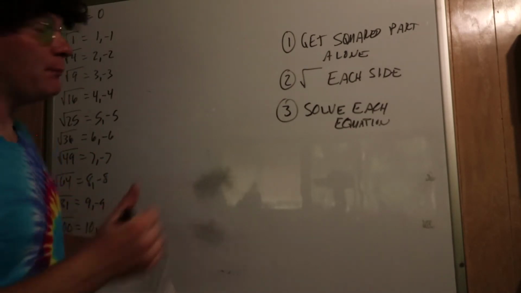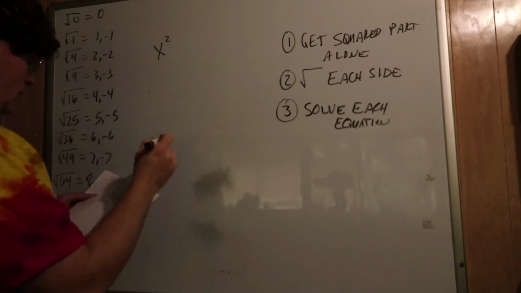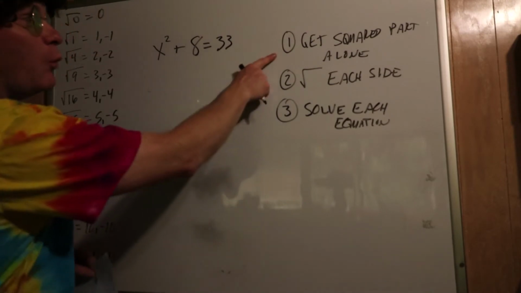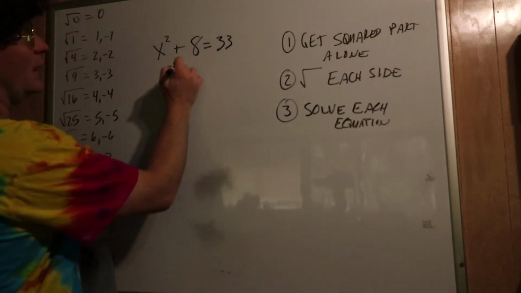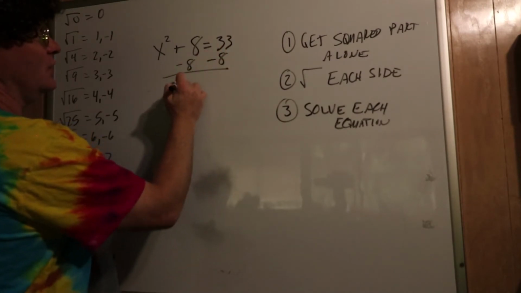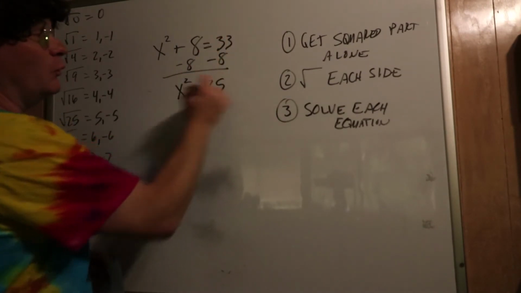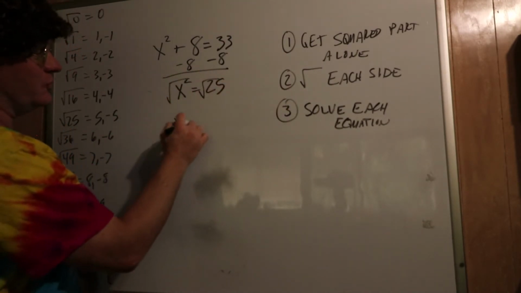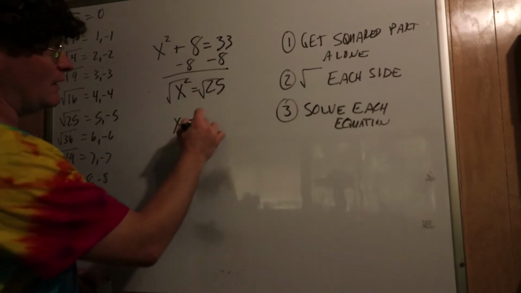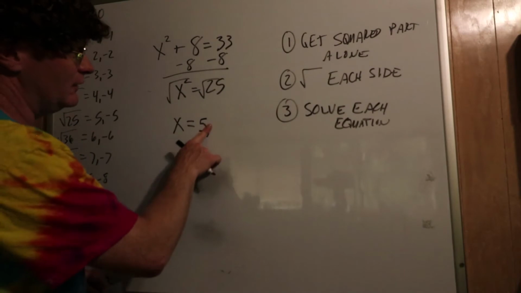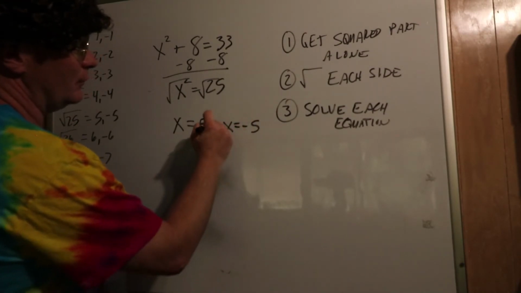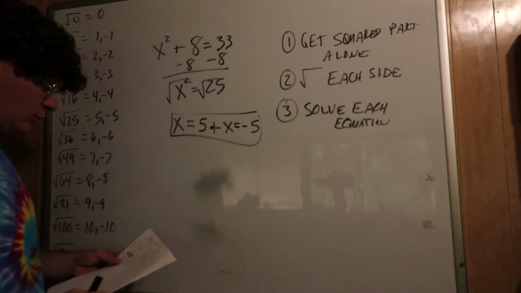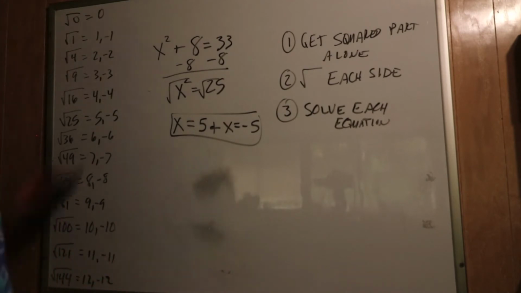Let's try a couple more with just x squared, actually. Try this one. X squared plus 8 equals 33. Step 1, get the squared part by itself. So I got to get rid of that plus 8. I'm going to do minus 8 on each side. 33 minus 8 is 25. Now we got to do the square root of each side. That's just x. And then the square root of 25 is 5, and the other square root is negative 5. So I'm going to write it just like that: x equals 5 and x equals negative 5. Those ones you guys did great with.